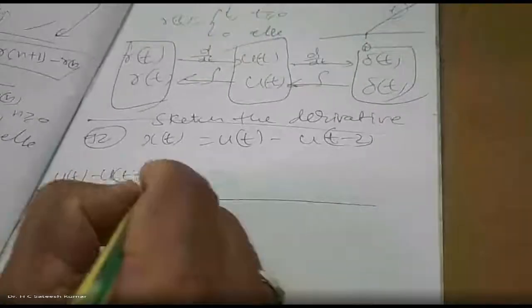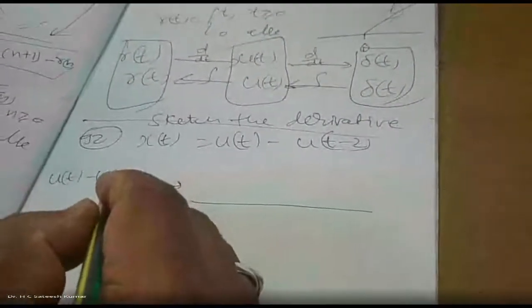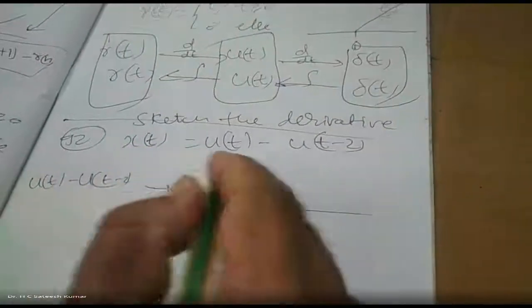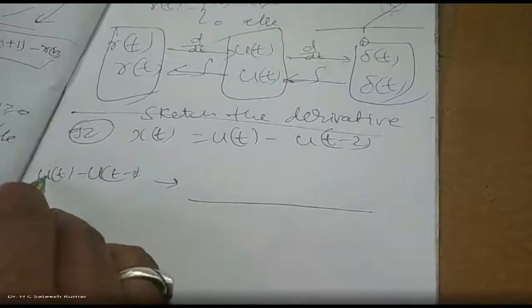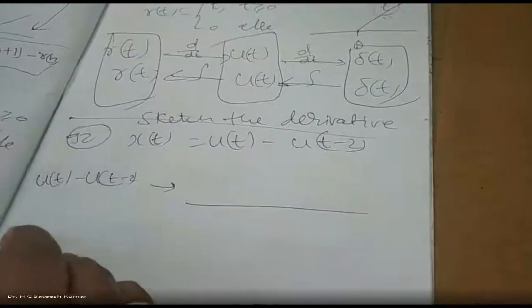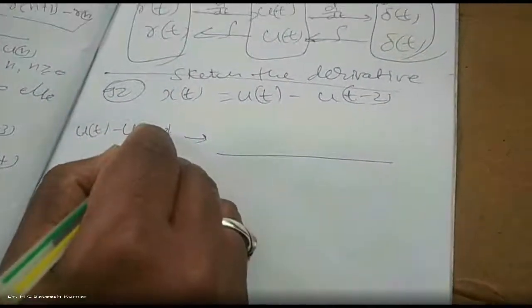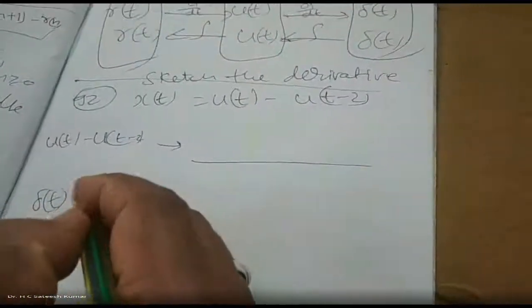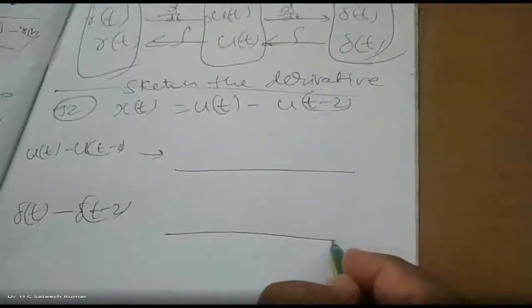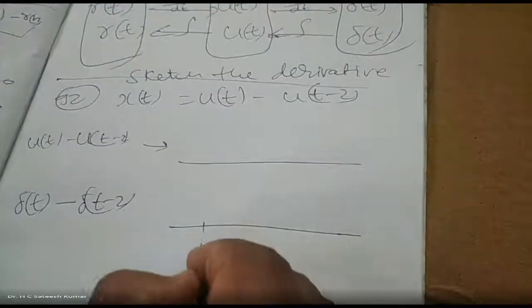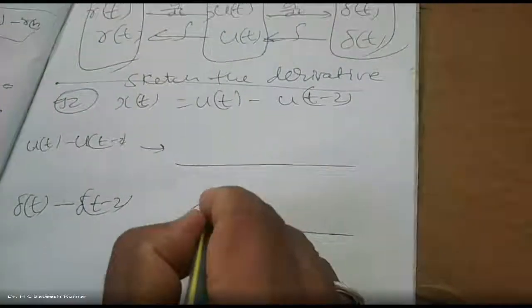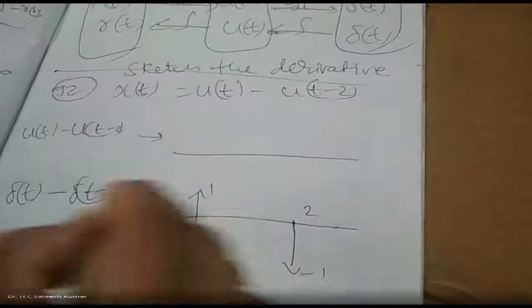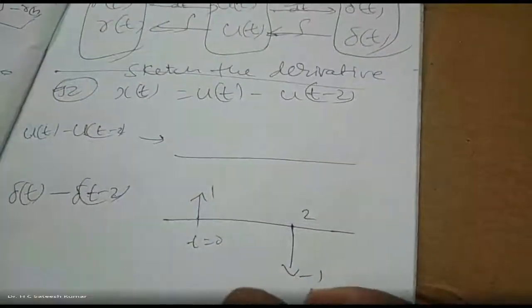I'll do both the graphical as well as the formula method, so you can cross verify. We all know that differentiation of u of t is delta of t. Differentiation of u of t minus 2 is delta of t minus 2. That's it: delta of t minus delta of t minus 2. I'll sketch it here. This is the final answer he is expecting. At t is equal to 0, its value is 1. And at 2, its value is minus 1. That's why we are getting this. So this is the answer.